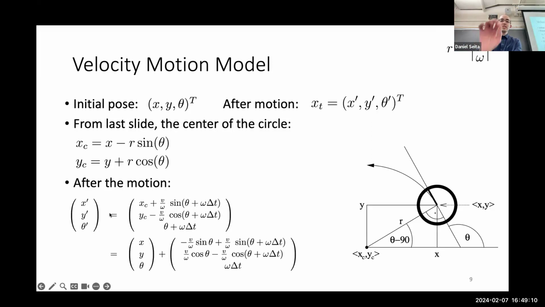So again, to recap, this is an example of a motion model. What we have done here is, given the pose at the last time step, we have determined, conditioned on our motion, what is the next pose. That's the whole point of a motion model. Any questions up to here?